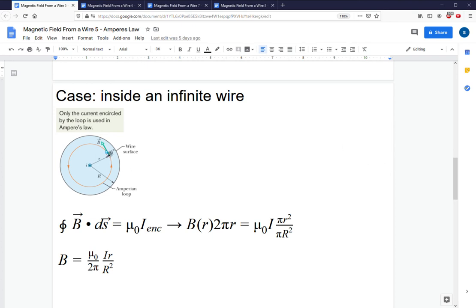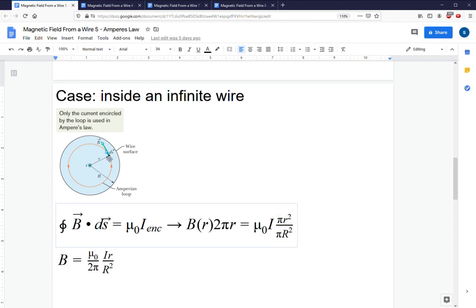So we make our Amperian loop go inside the wire, and we recognize that not all of the current in the wire is inside that loop. So we say that the total current inside, the I enclosed, is equal to the total amount of current times the ratio of this small area divided by the total area that all of the current is going through. And I have written that right here: I times pi r squared over pi big R squared.